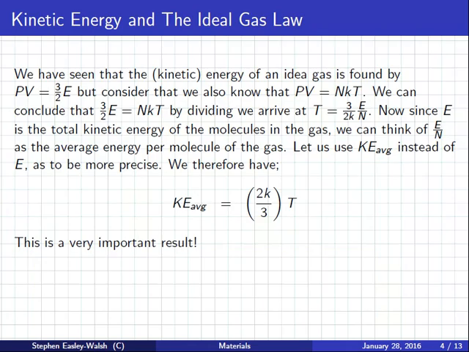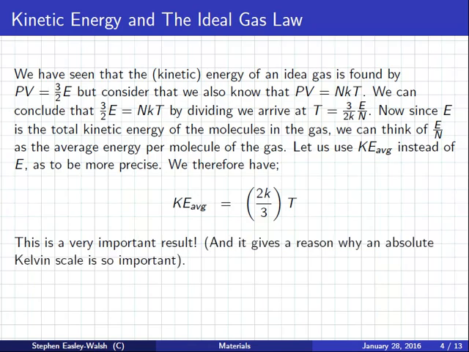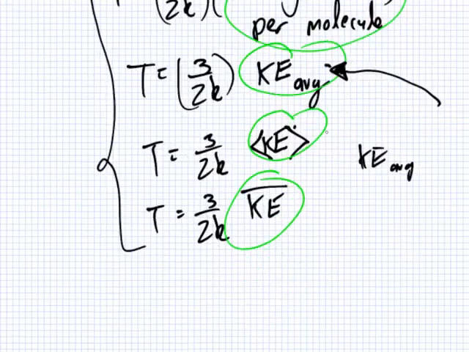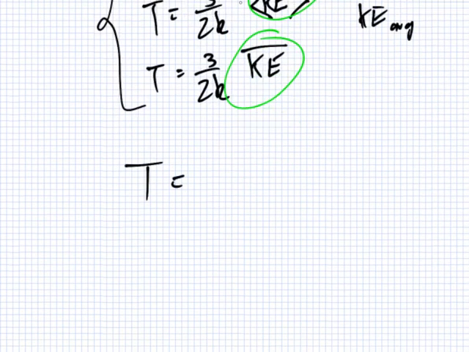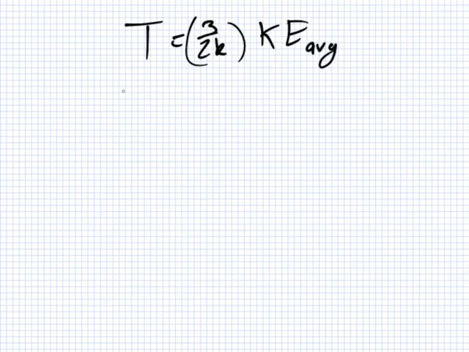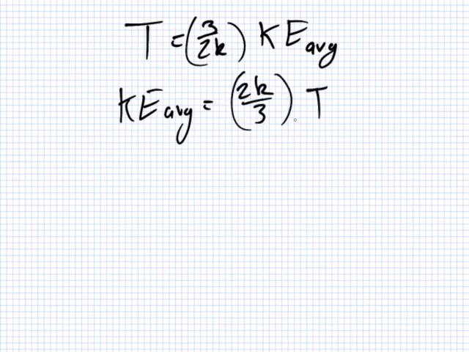This is a very important result. Now, I'll explain what I'm talking about here. So let's have a look at this result and see what it means. Temperature equals 3 over 2K times average kinetic energy, AVG. Or you could say average kinetic energy equals 2K over 3 multiplied by the temperature.